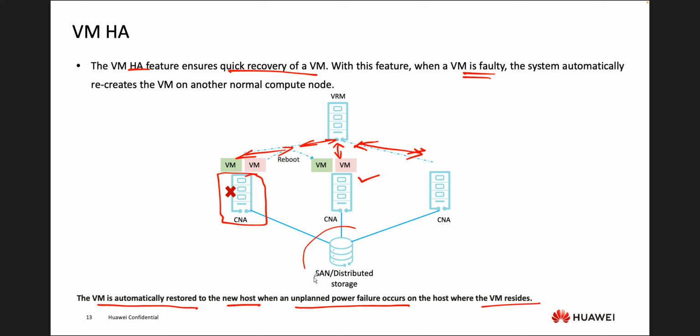And like I said, here's an example. This is a SAN storage, distributed storage. And in the previous one I said it's NAS, but same concept, right? So that is basically the VM high availability feature that FusionCompute also has.